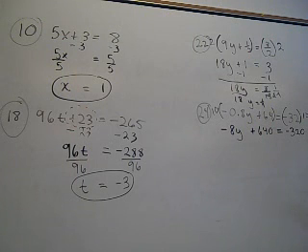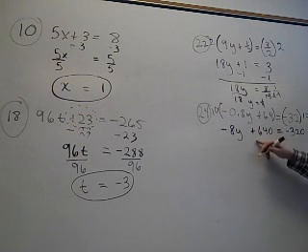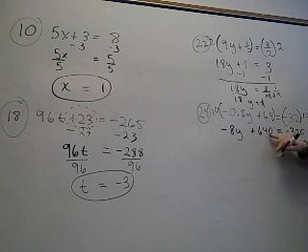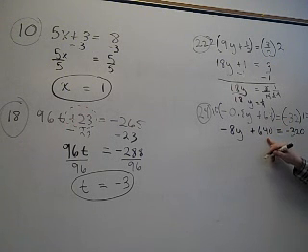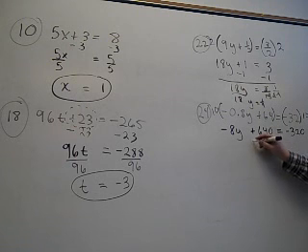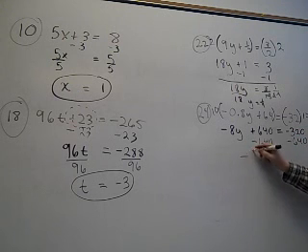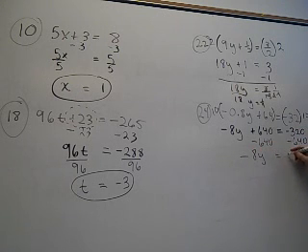What does it say to do next? Get the constants on the other side. So this is the constant that's on the wrong side. How do we make that go away? Just focusing on this, ignore these two for the moment. How do we make this go away? Subtract 640. But if we subtract 640 on this side, we have to subtract 640 on this side. And that leaves us with negative 8y equals negative 960.